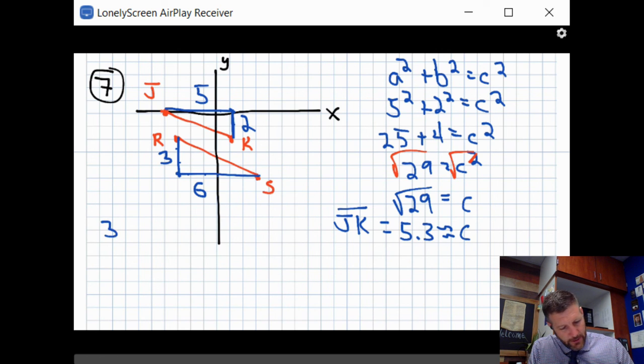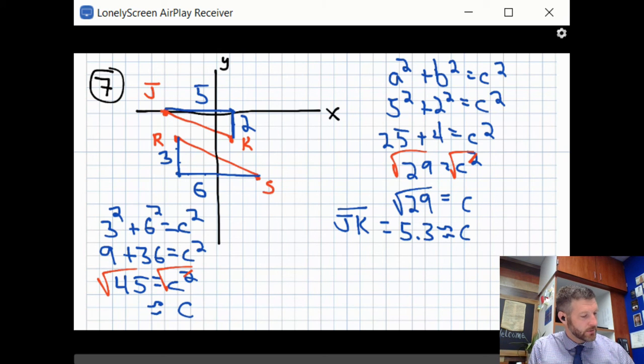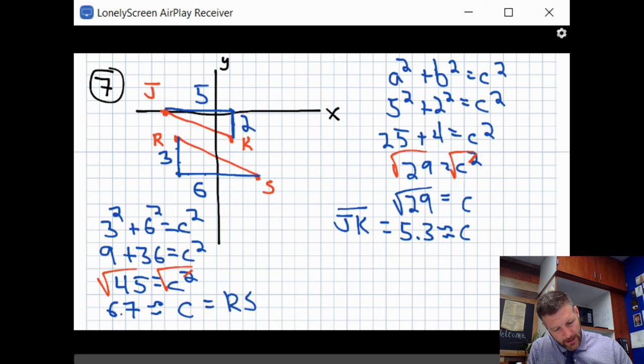So 3 squared plus 6 squared equals c squared. That's 9 plus 36 equals c squared, so 45 equals c squared. Then we need to take the square root of both sides, and c is approximately equal to, let me calculate that real quick. I do not have a problem with you using a calculator at this point. The square root of 45 is approximately 6.7. And that is equal to RS.